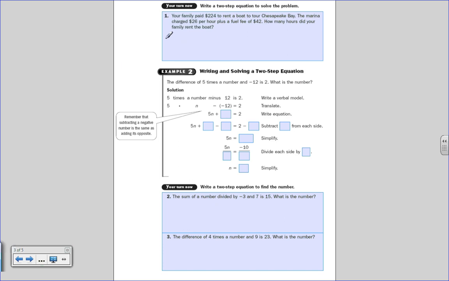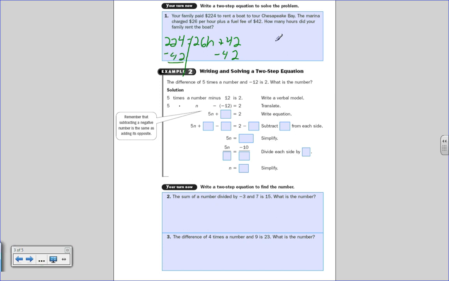Alright, so again, it's just like the first page. You did $224 to rent it. It was $26 per hour, so that gets multiplied by the number of hours, which we're trying to find, and you always have to pay that $42 for the fuel. Okay, so now we've got a two-step equation. Get rid of adding or subtracting first. So we're going to subtract 42 on each side.